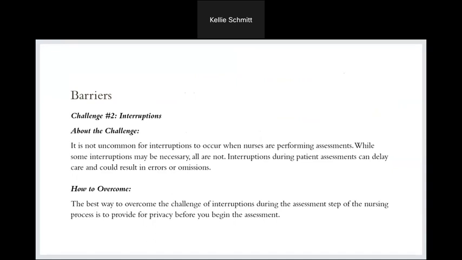Provide for privacy before you begin the assessment. Whether you're working in the emergency room, a doctor's office, or assessing a new patient admitted to your floor, hold the privacy curtain closed. Shut the door. Some facilities even use do not disturb or room in use signs to provide privacy for nurses and patients.